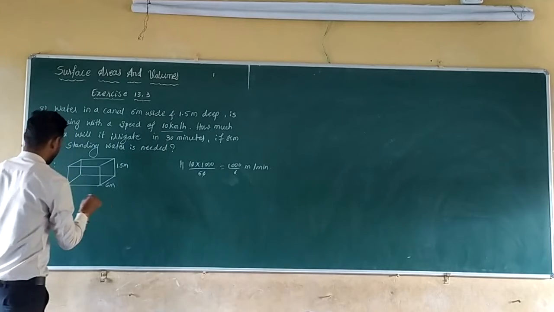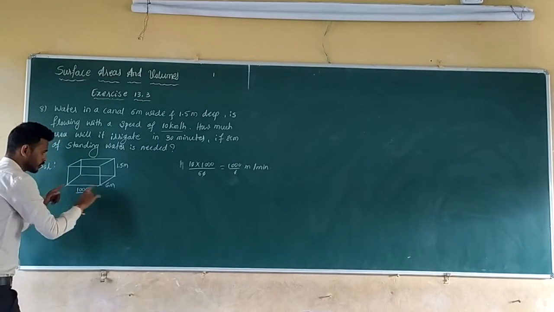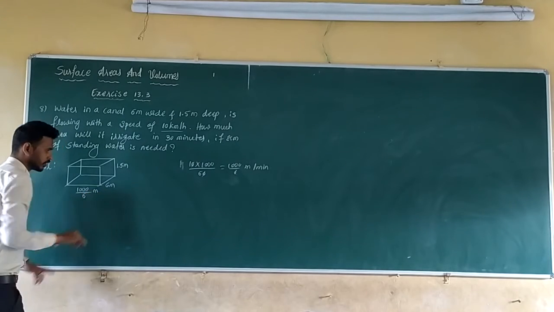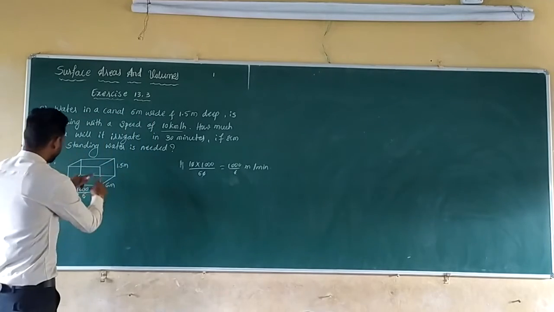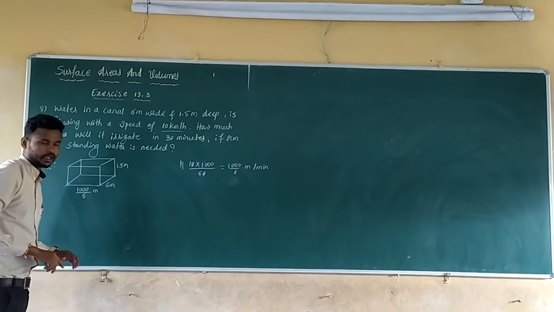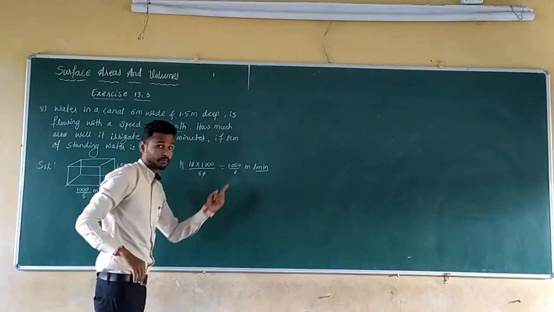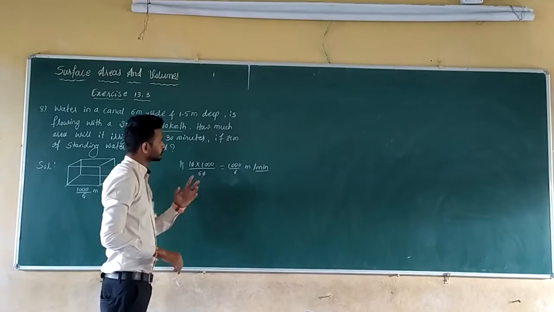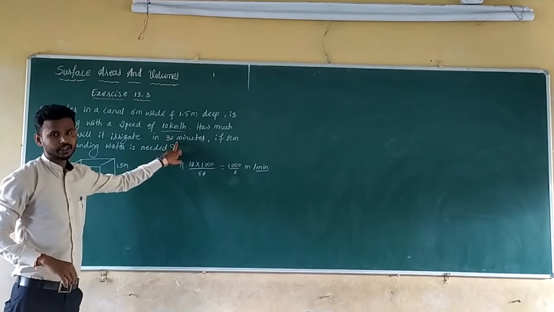That means the length of this canal, means water, is how much? 1000 by 6 meter. This is in 1 minute. So if you find the volume of this cuboid, you will get the flow of water in 1 minute. But they said, how much will it irrigate in 30 minutes?